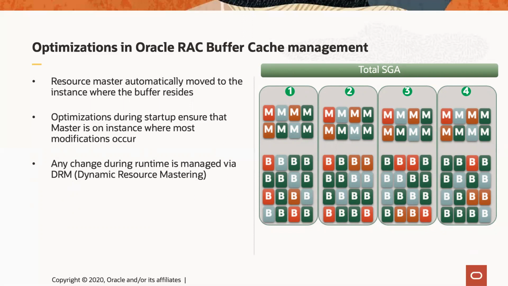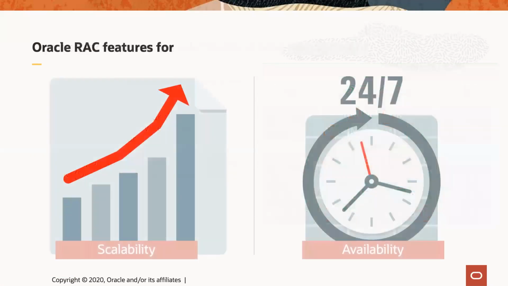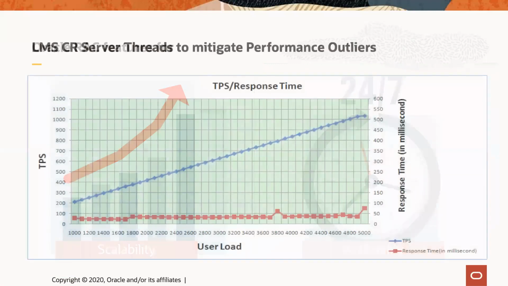Now, during workload run or runtime, we actually track which block is accessed from which node, and we try to co-locate that master to that block or to that node, which is what we call DRM, or dynamic resource mastering. We'll get into a lot more details soon. At a high level summary, we broke this into 2 separate sections: the scalability features and the availability features. So let's look at the scalability features.